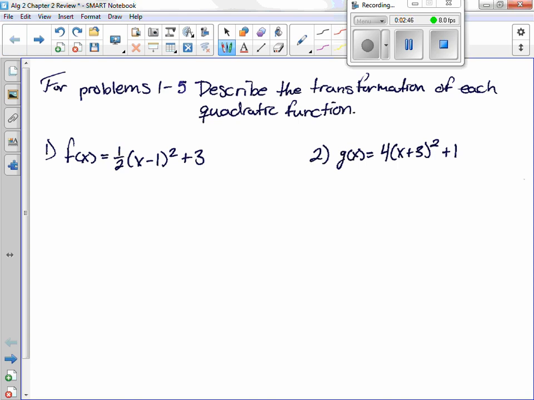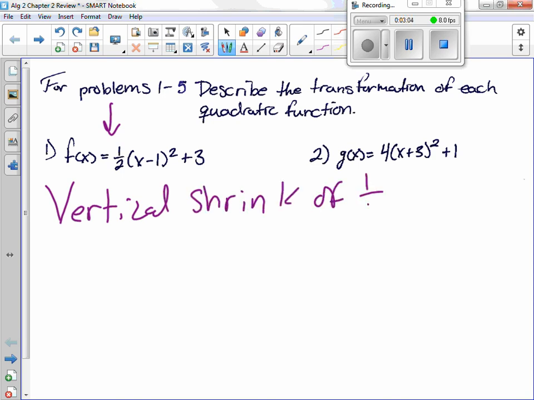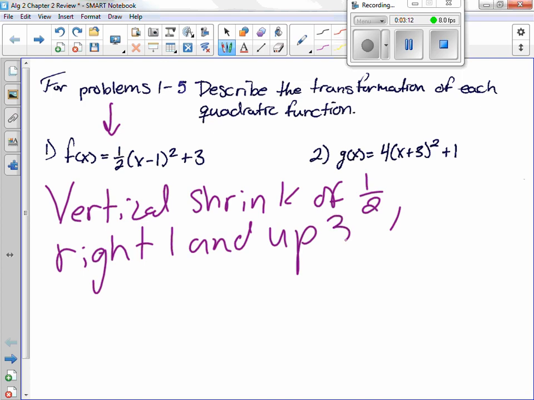So let's look at number 1. Here, we have 1/2 out front, yes? And that's normally where we talk about a vertical stretch or a vertical shrink. Because it's less than 1, it would be a vertical, what? Shrink of 1/2. And then right 1 and up 3. And that's it.